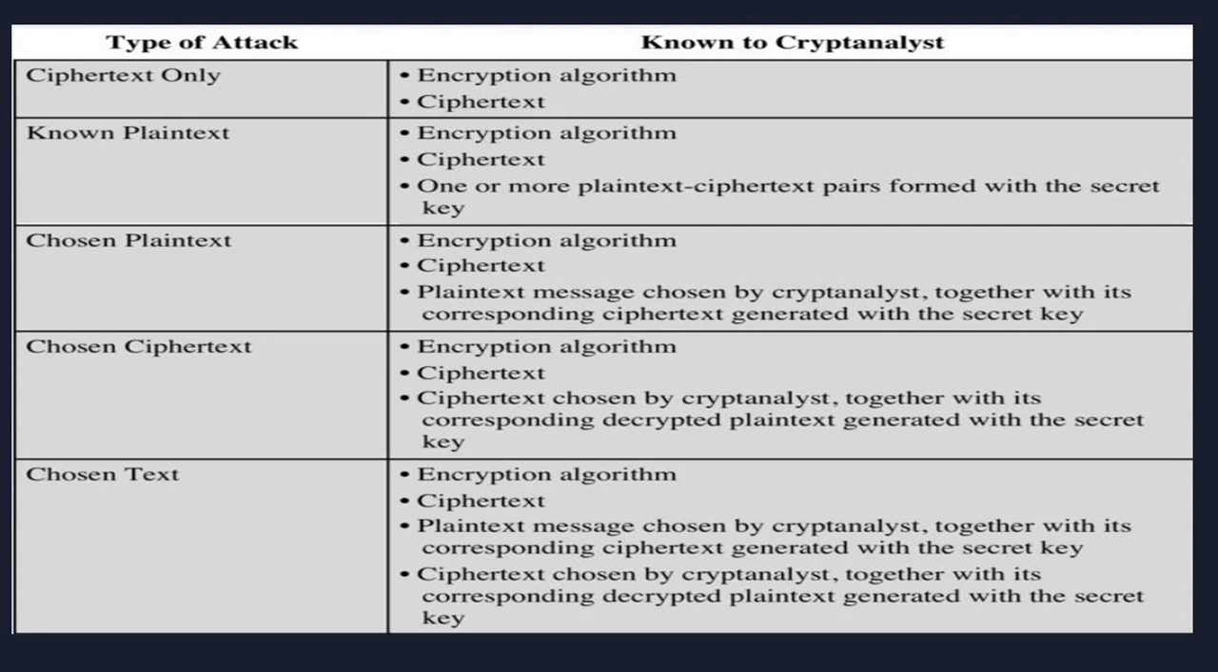Chosen plain text: you have an encryption algorithm and a plain text message chosen by the cryptanalyst, together with its corresponding ciphertext generated with the secret key. Chosen ciphertext: you have again the same encryption algorithm and ciphertext chosen by the cryptanalyst, together with its corresponding decrypted plain text generated with the secret key. Chosen text: a message chosen by the cryptanalyst together with its corresponding ciphertext generated with the secret key, and ciphertext chosen by the cryptanalyst together with its corresponding decrypted plain text generated with the secret key.